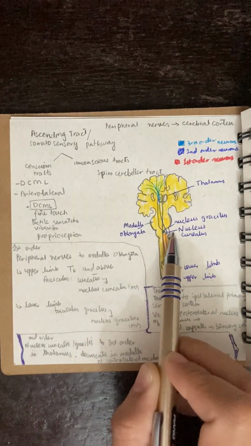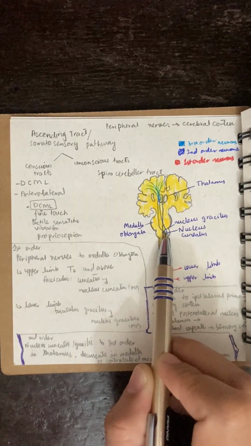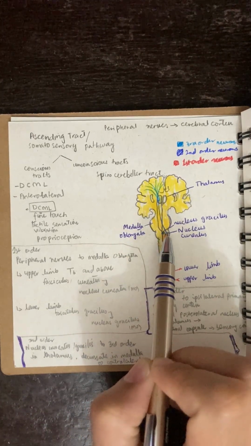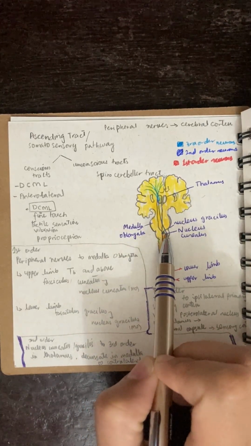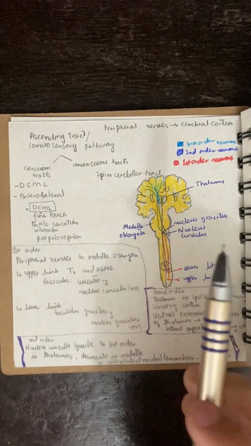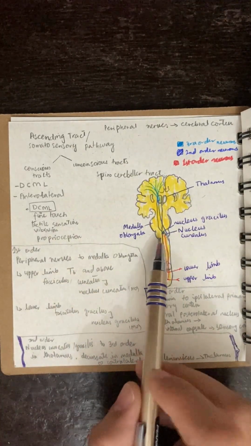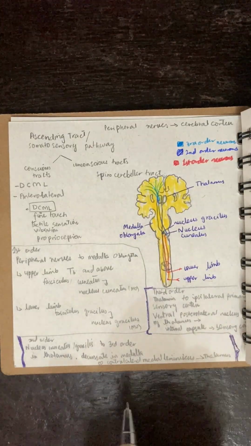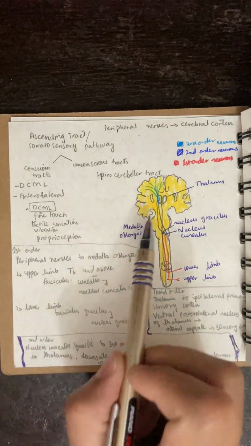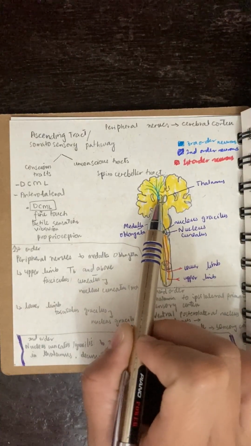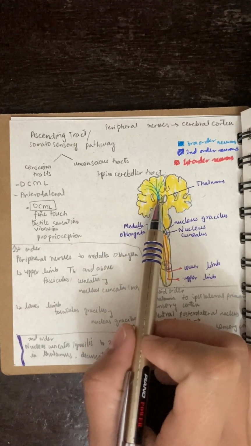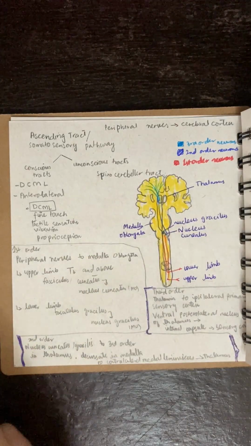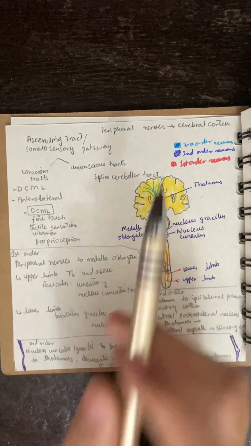Here, the first order neuron finishes and the second order neuron starts at the level of nucleus cuneatus and nucleus gracilis and goes to the thalamus. Now, in the medulla oblongata, there is decussation to the contralateral medial lemniscus. Now, the second order neuron synapses at the level of thalamus, and from here, the information is carried through the internal capsule to the sensory cortex.